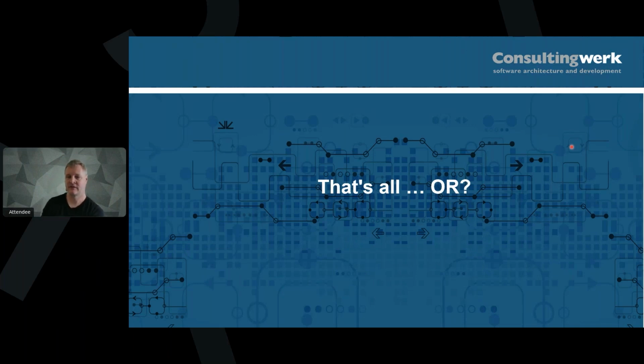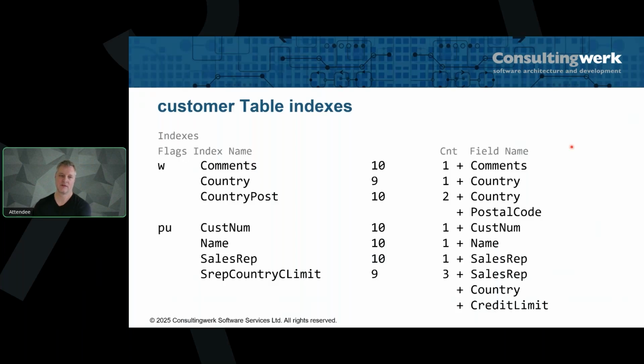Now we'll look at the impact of OR statements in the where clauses. So we'll look at the customer table here. Again, it's a modified customer table from the Sports 2000 database. You may be familiar with these indexes. Some of them are somewhat duplicated. But basically, this is the main one, the sales rep country credit limit index.